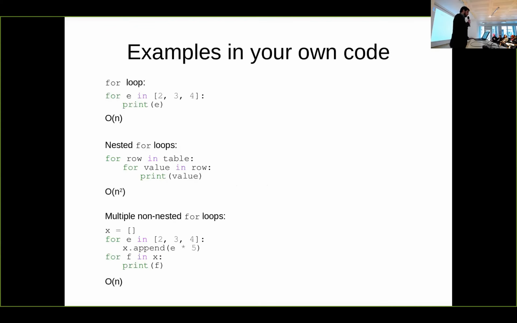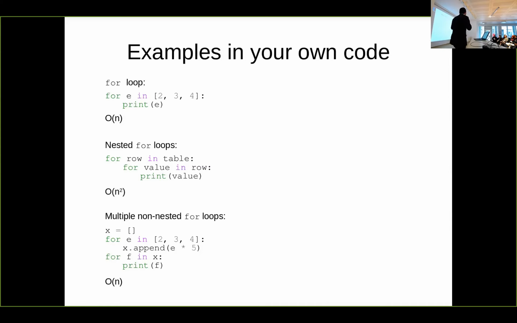Finally, I wanted to look through some basic samples in your own code. I've done this in Python because that's what I use most of the time, but the principles are very similar for any language. So the basic thing, looping through a list, O of n, we just go through every element. But if we do a nested loop, we're going to n squared, because for every loop of the first, we're doing a loop for the second.